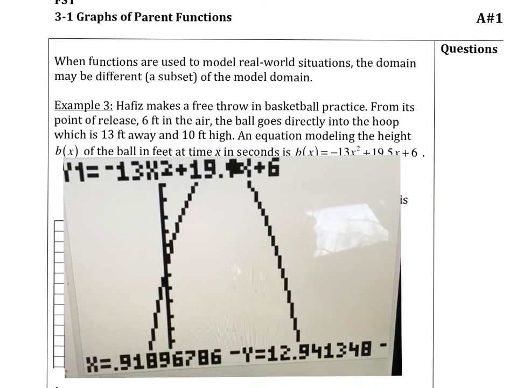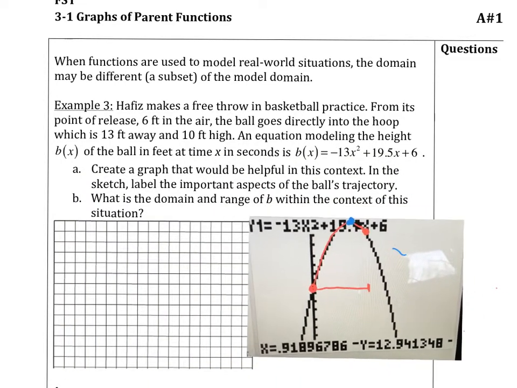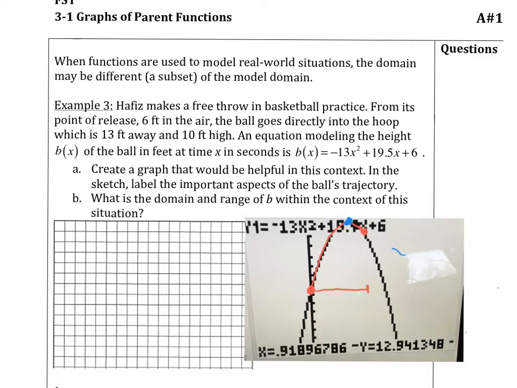So after we graph, we notice that here is where Hafiz is shooting from. The trajectory goes this way. It hits the top up here, and then somewhere about here is where it goes into the basket. So the question here is how many seconds does it take to get there? And we also want to mark what is the highest that it does get. That would be the vertex. So I'm going to use the trace function on my calculator to do that.